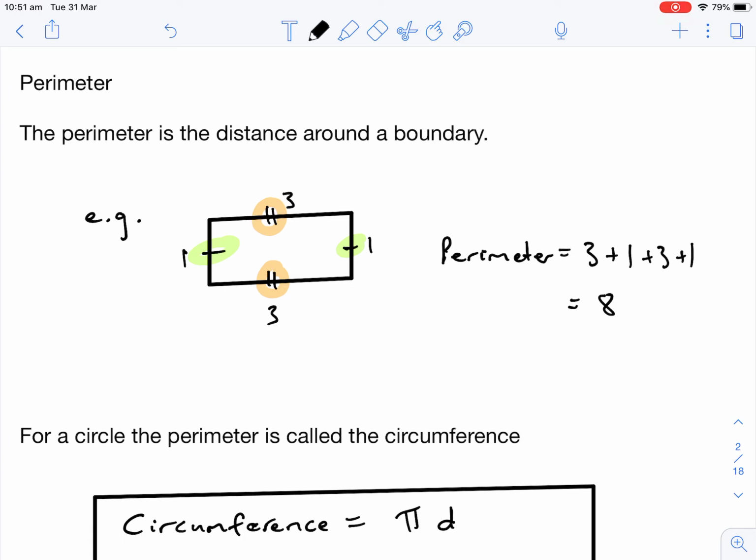So when I want to get the perimeter, I'm just adding them up. So I've got 3 plus the 1 plus the 3 plus the 1, which would give me a perimeter of 8. I haven't told you what units they were, so you just record it as an 8. But if it was in centimetres, you'd record it as centimetres. If it was metres, you'd record it as metres, and so on, with no power on those measurements.